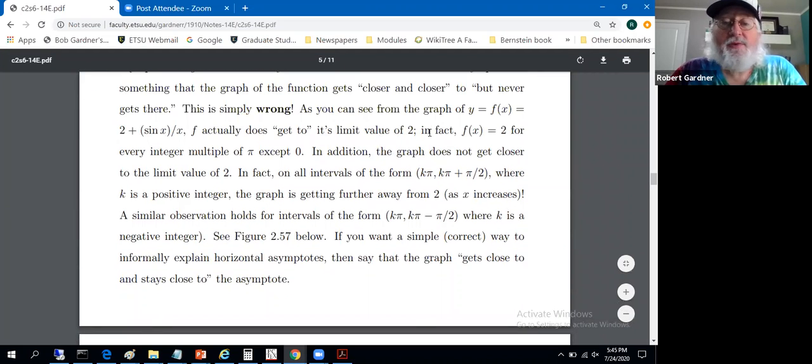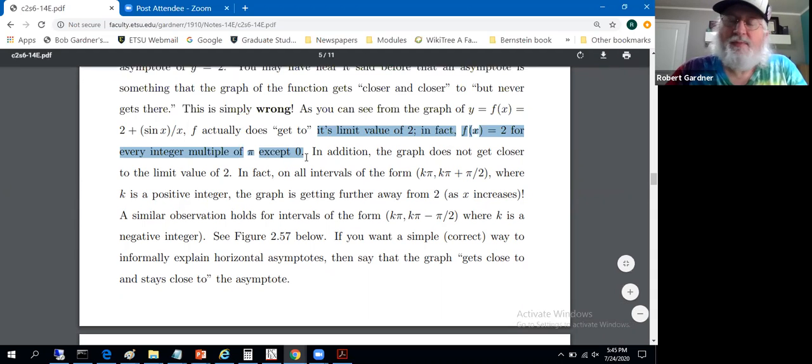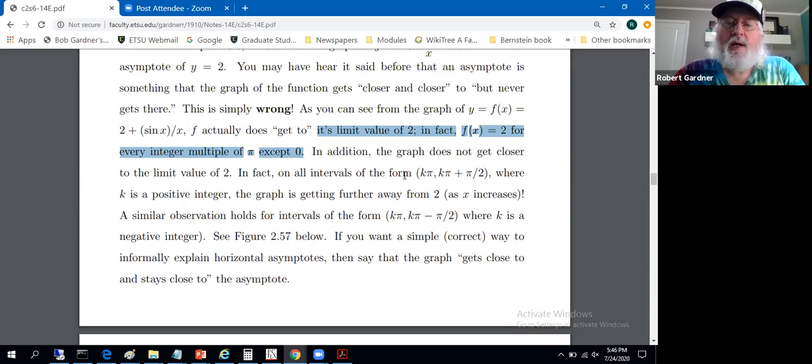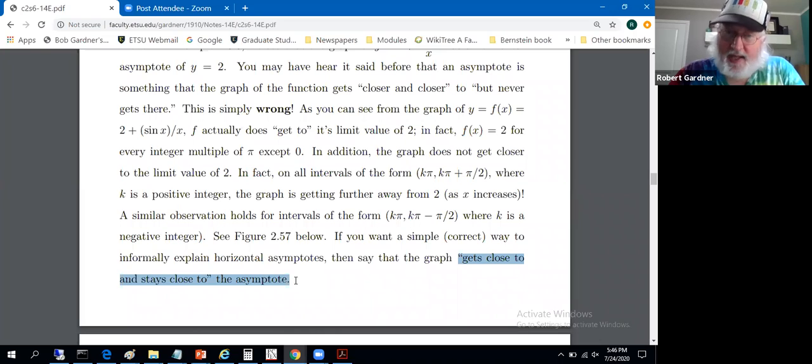It gets to the value 2. In fact, it gets to the value 2 at every integer multiple of pi, except at 0, where we had division by 0, so there's a problem there. Some of the time it's getting further away, and some of the time it's getting closer. If you want something informal about an asymptote, it's something the function gets close to and stays close to.